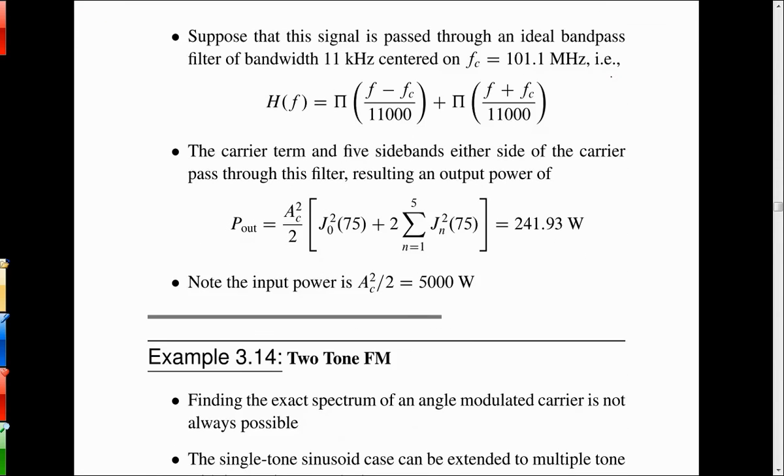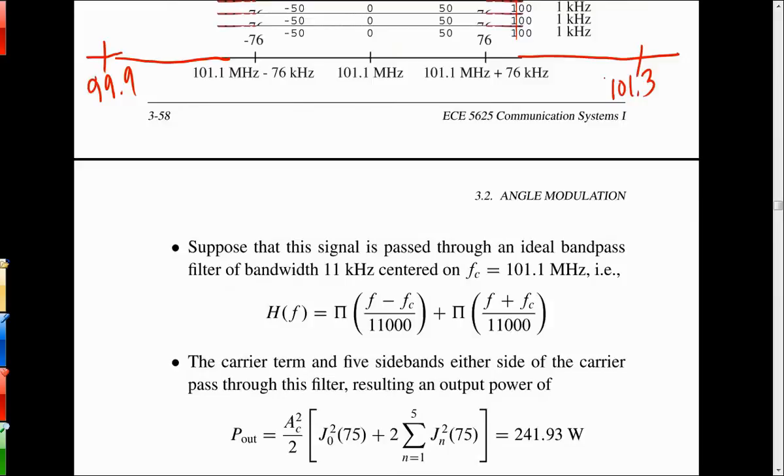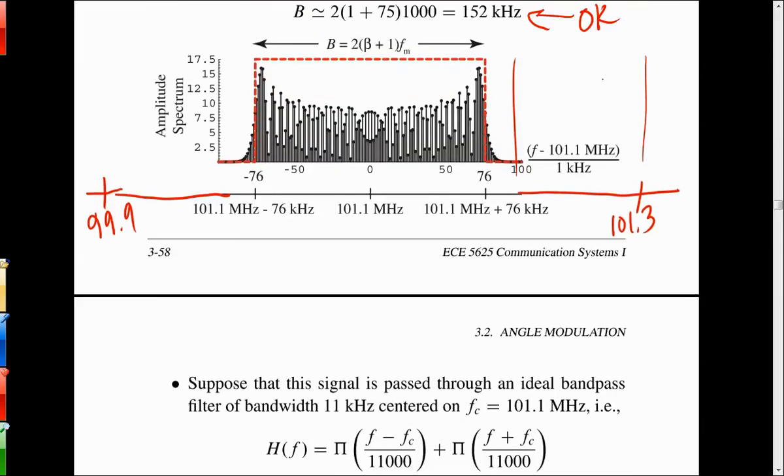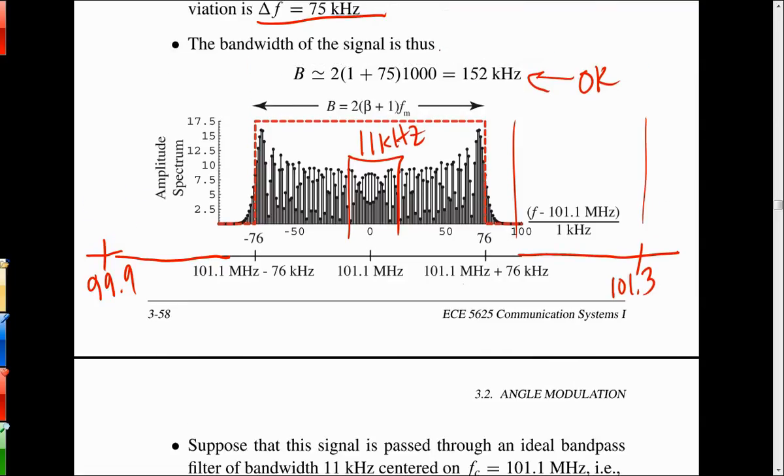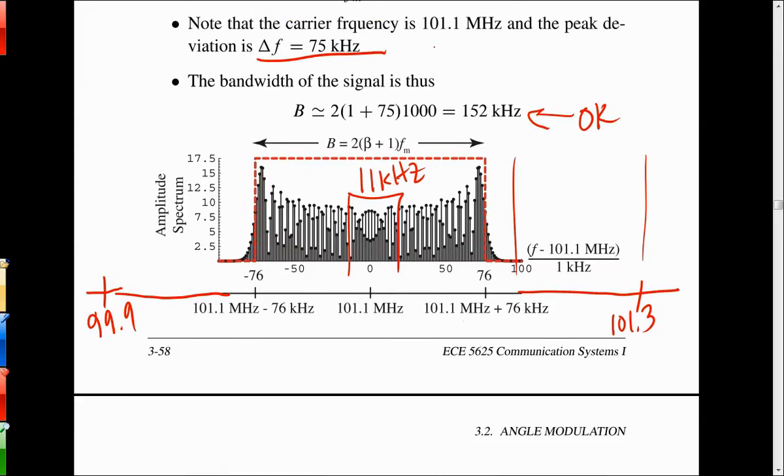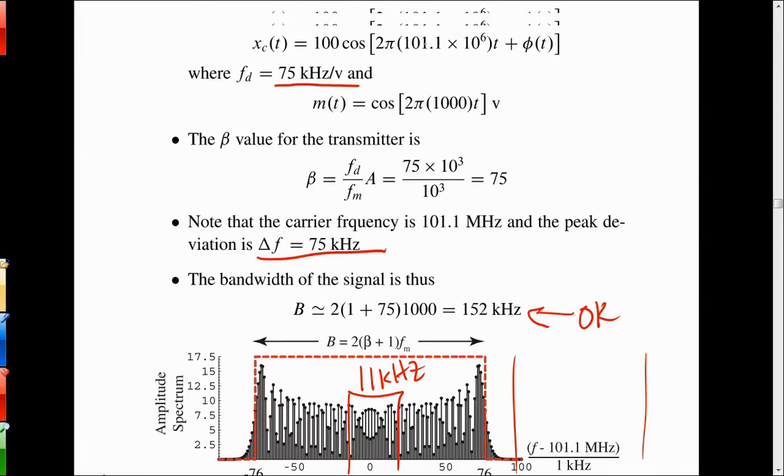So this is an example of taking this spectrum right here and saying, suppose we only wanted to look at 11 kilohertz. So we just wanted to zoom in on 11 kilohertz sitting right in here. Find out what the power is contained in the 11 kilohertz centered over the carrier. So that means we're going to go up 5.5 kilohertz and down 5.5 kilohertz.